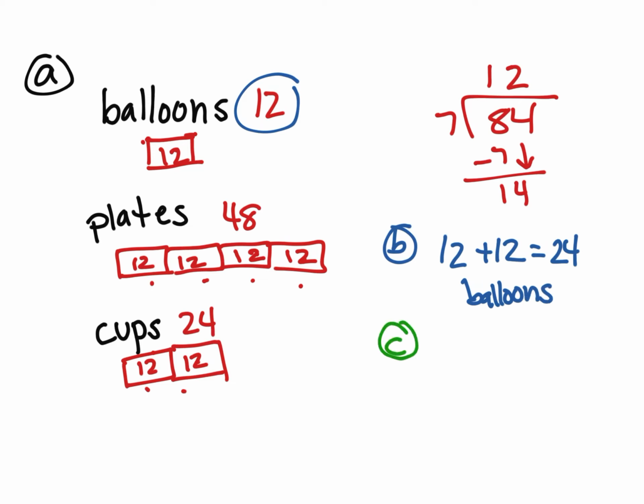C says if half the plates and all but 4 cups were used during the party, how many plates and cups were used? If half of the plates were used, that would be 24 plates.